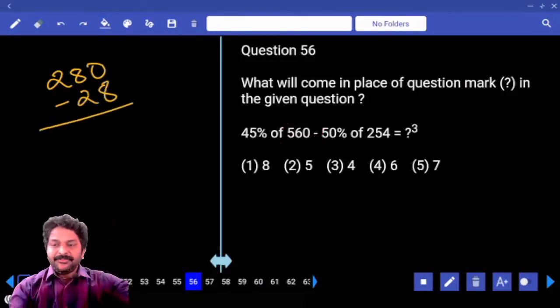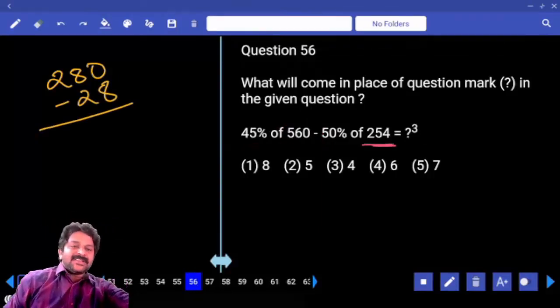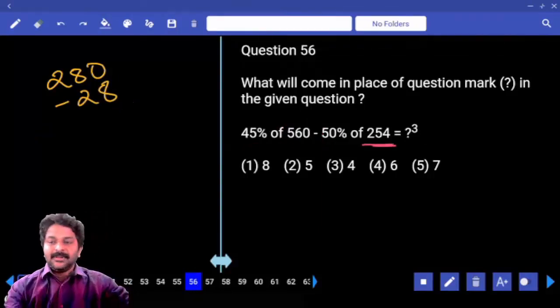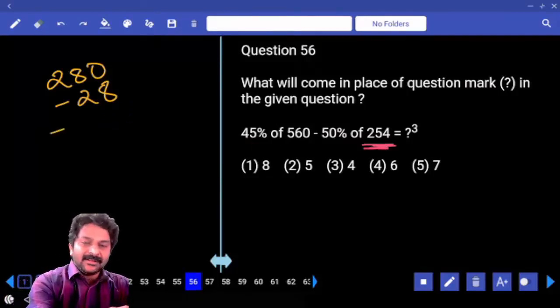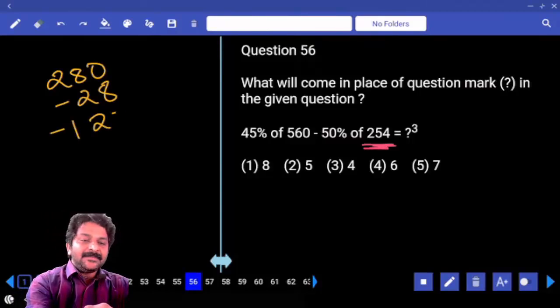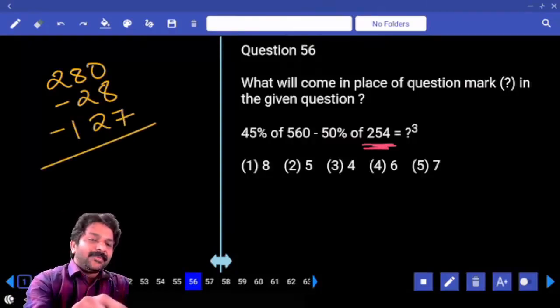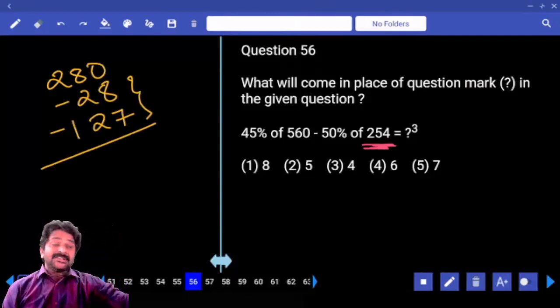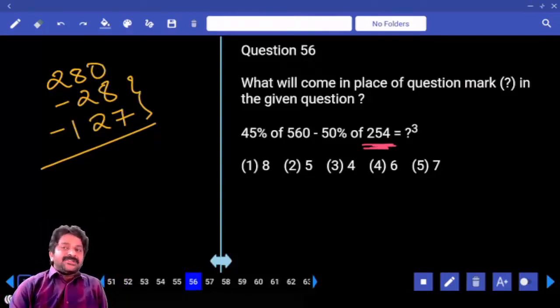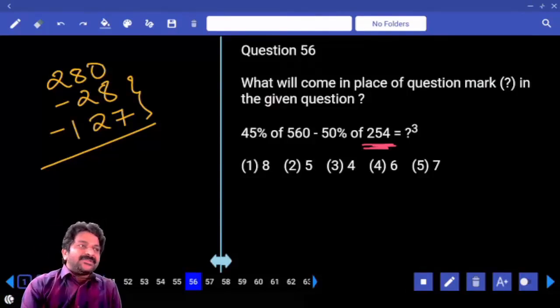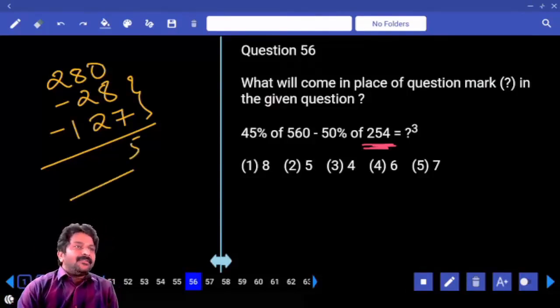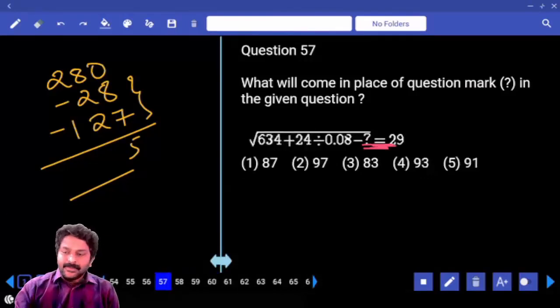Next, 50% of 254, which is also a negative number. 50% is exactly half. How much is that? 127. Right. Negative numbers. There are two negative numbers. One ends with 8, the other ends with 7. So both together end with 0 minus 5 ends with 5. Which cube ends with 5? 5 cube only. Second option. Over. Next.